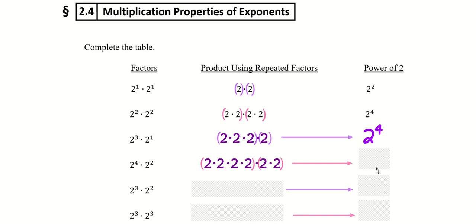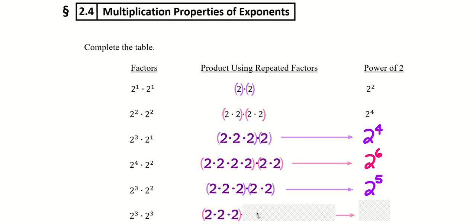But when you put it all together, 2 to the sixth, and then 2 to the fifth. And then what would this end up being? When you have 2 to the third times another 2 to the third, but again, if you thought of it as all those 2's together, 2 to the sixth.